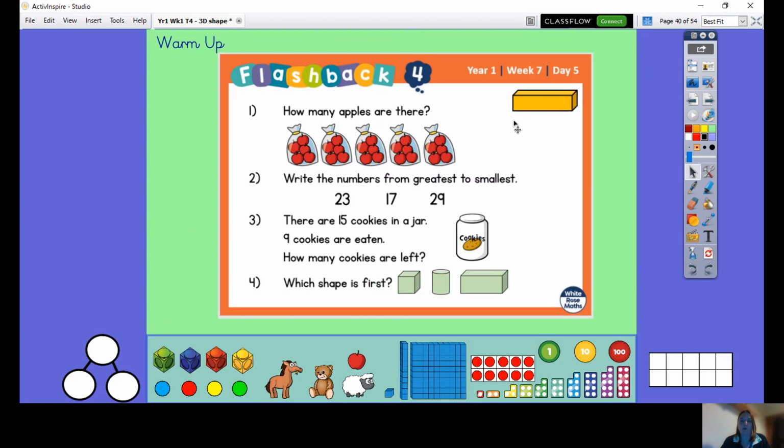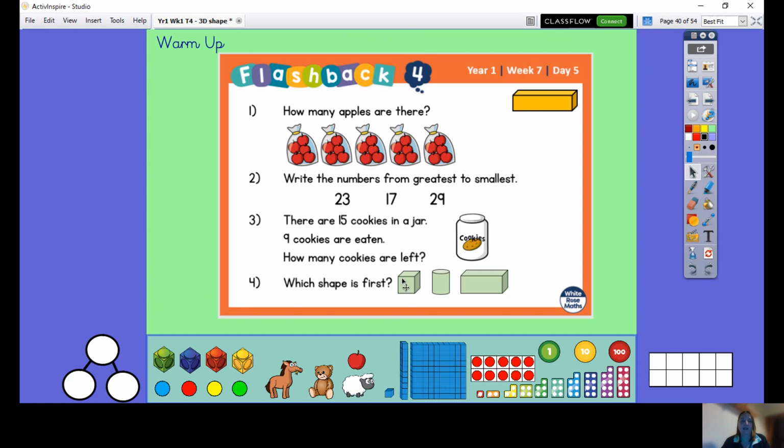So again, we're going to have a quick little warm up. We've got a little bonus in the corner here. Can you tell me what this shape is? Okay, and then how many apples are there? Write the numbers from the greatest to the smallest. So greatest means biggest. It says here there are 15 cookies in a jar. 9 cookies are eaten. How many cookies are left? So have a think about what type of number sentence would that be.